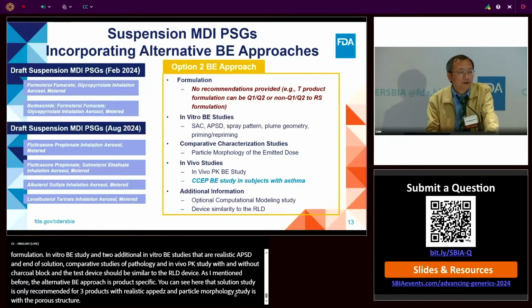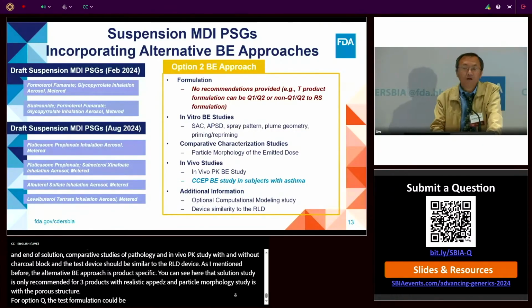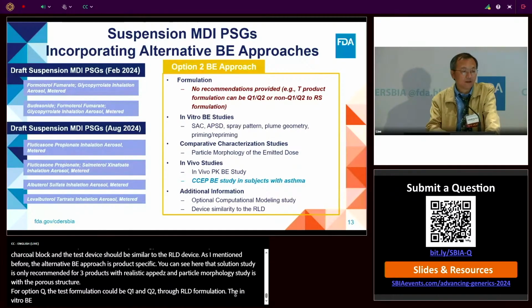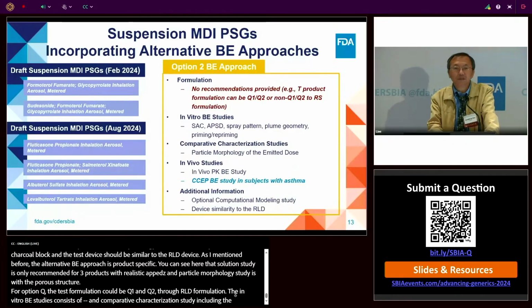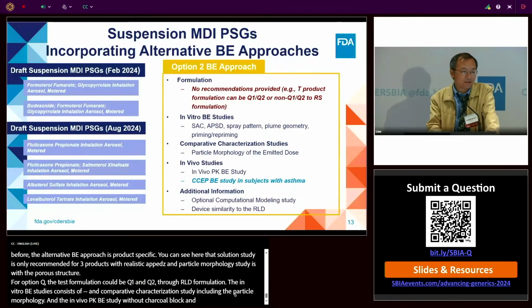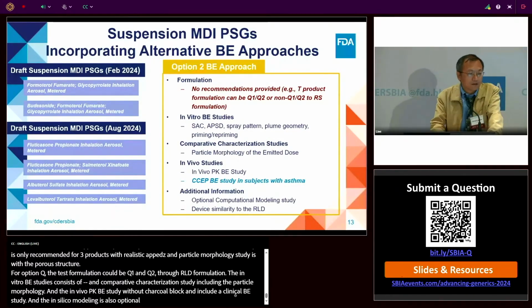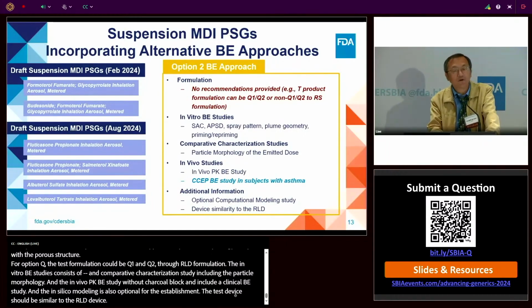For option 2, the test formulation could be Q1, Q2, or not Q1, Q2 to the RLD formulation. The in vitro BE studies contain the conventional in vitro BE studies, and the comparative characterization study including the particle morphology, and the in vivo PK BE study without charcoal block, and include a clinical BE study. And the in silico modeling is also optional for the BE establishment. The test device should be similar to the RLD device. And you can see here that option 2 is the same for all the products.